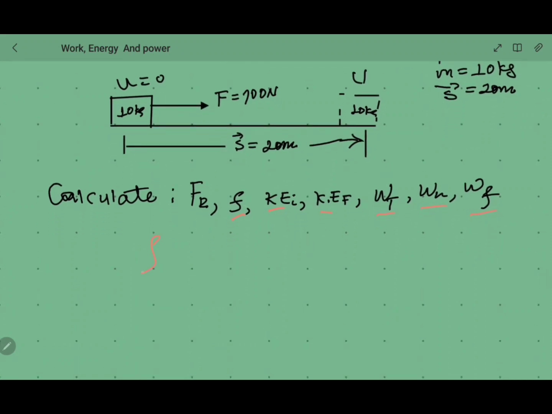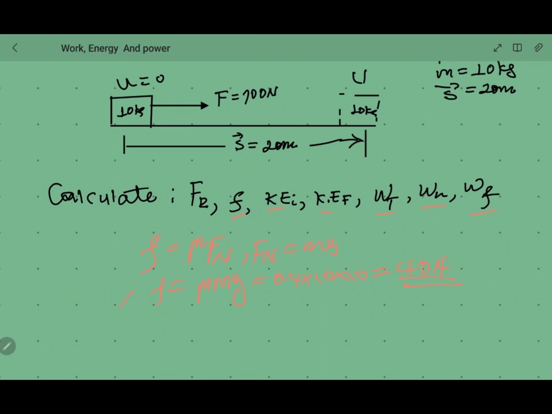The mass is on a horizontal surface, therefore the frictional force is given by mu times the normal force, but the normal force in this case is the weight. So the frictional force is mu times the mass times gravity. This gives you 0.4 times 10, the mass, times 10 again, so this gives you 40 Newton force. This is the frictional force.